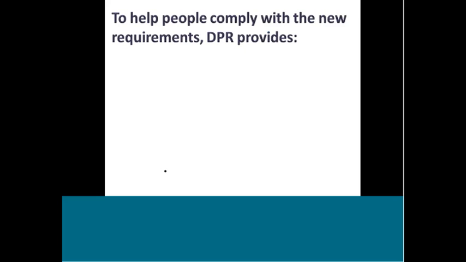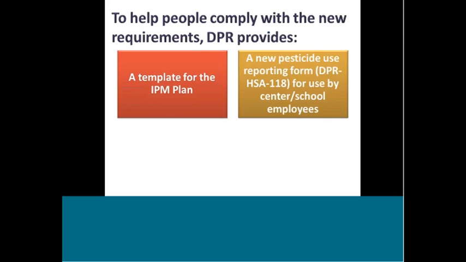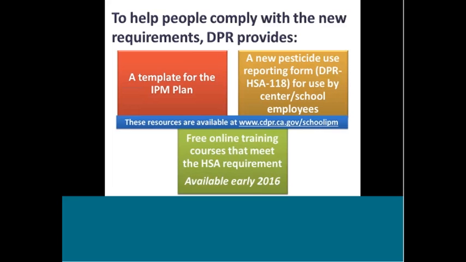DPR is required by the Healthy Schools Act to create these resources: templates for the IPM plan, and a pesticide use reporting form for child care center and school district employees. We are currently developing the Healthy Schools Act required courses on school IPM and safe use of pesticides around children. A detailed outline will be posted on our website this summer. The courses will be available in early 2016. This concludes our webinar.